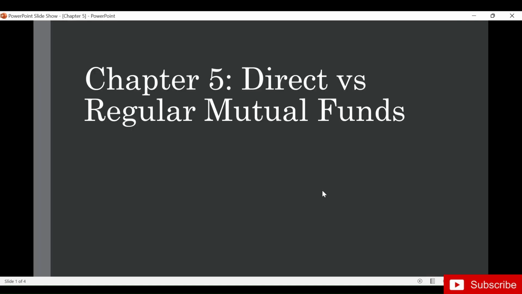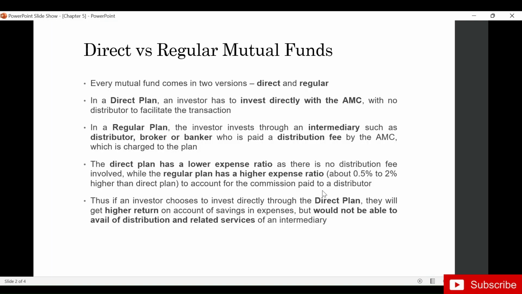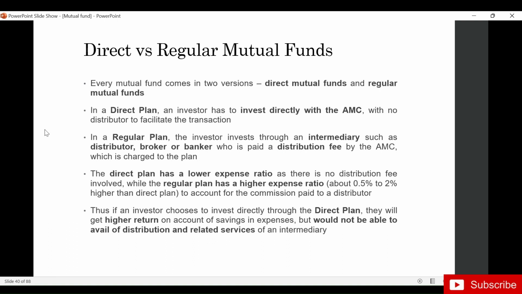In Chapter 5, we are going to discuss direct and regular mutual funds. In Lesson 1 of Chapter 5, we will talk about the key differences between direct and regular mutual funds. Every mutual fund comes in two versions. The first one is direct and the second one is regular.